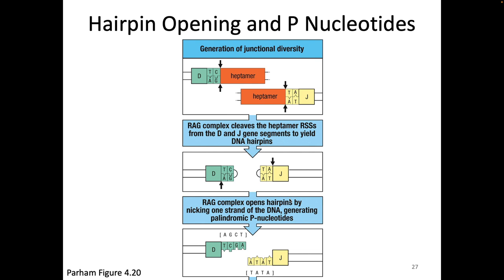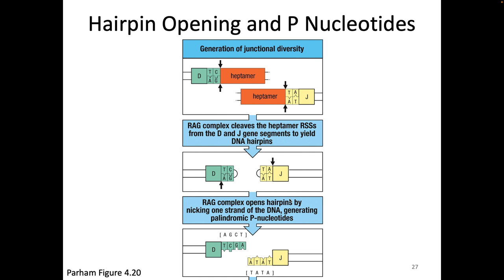If you look at those letters, if you look at this one, it goes T, C, G, A. And if you read the other strand, it goes T, C, G, A. It reads the same forward and backwards. In English, you call a word that reads the same forward and backwards a palindrome. And so these nucleotides are called palindromic nucleotides, or P nucleotides. They are coming from asymmetric hairpin opening.